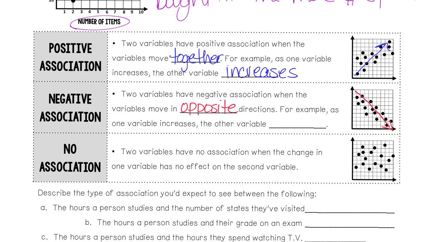So an example of this could be the amount of time you spend sleeping and the amount of time you watch TV, right? If you're sleeping, you're not watching TV, right? Those go in opposite directions. So for an example, if one variable increases, the other will actually decrease.